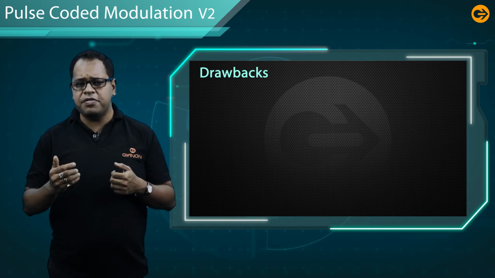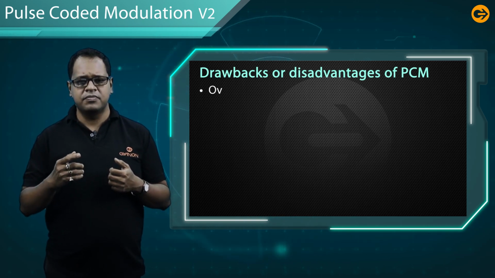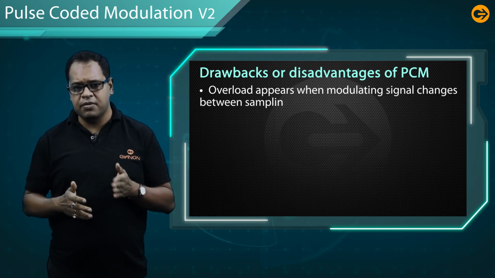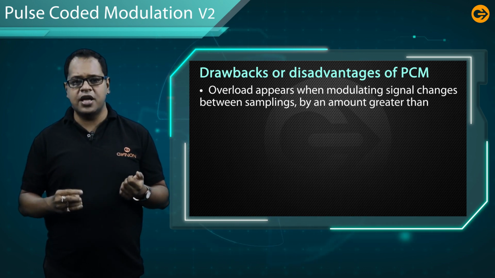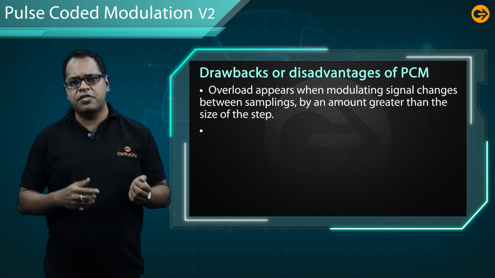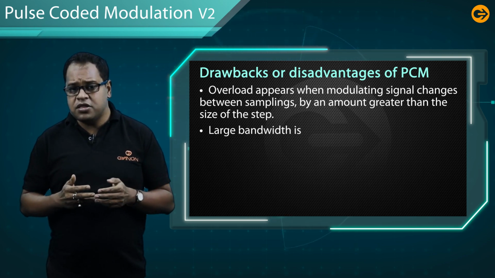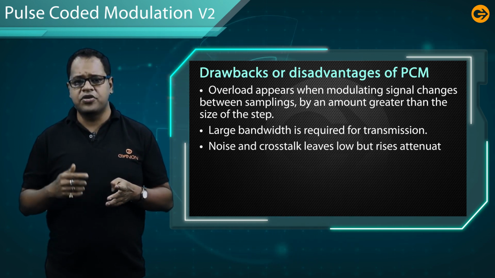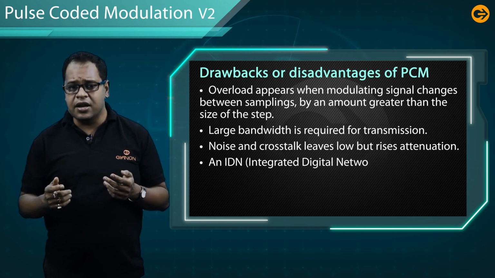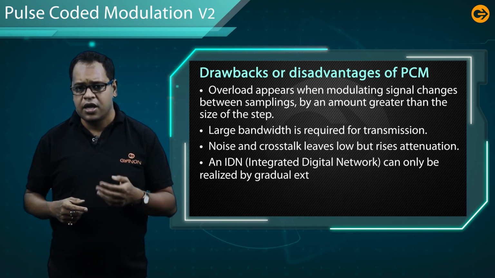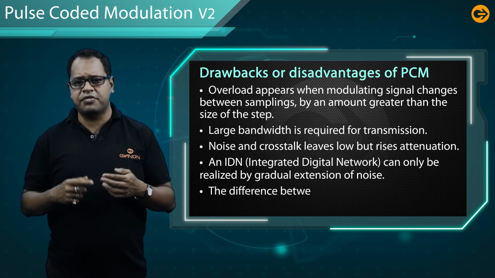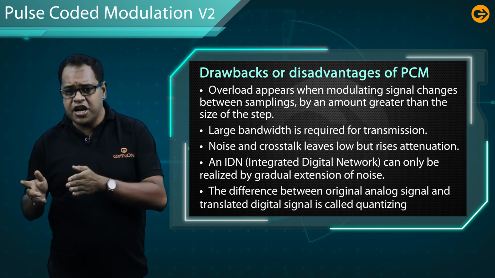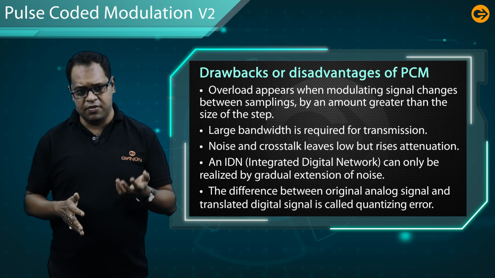Then what are the drawbacks of PCM? Overload appears when the modulating signal changes between the samples by an amount greater than the size of the step. I think we have discussed this topic earlier. Large bandwidth is required for transmission. Noise and crosstalk are low but rise with attenuation. An IDN, that means integrated digital network, can only be realized by gradual extension. The difference between the original analog signal and the translated digital signal is called quantization error.